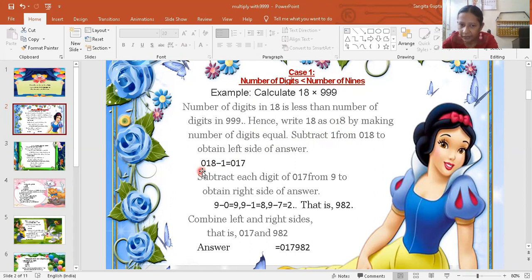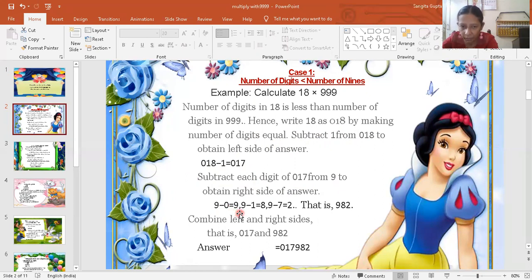And here I have written 018 minus 1 equals 017. So now you have to subtract each digit of this 017 from the 999 in the question. Now you see, from the first 9 you will subtract this first 0. So 9 minus 0 is equal to 9.